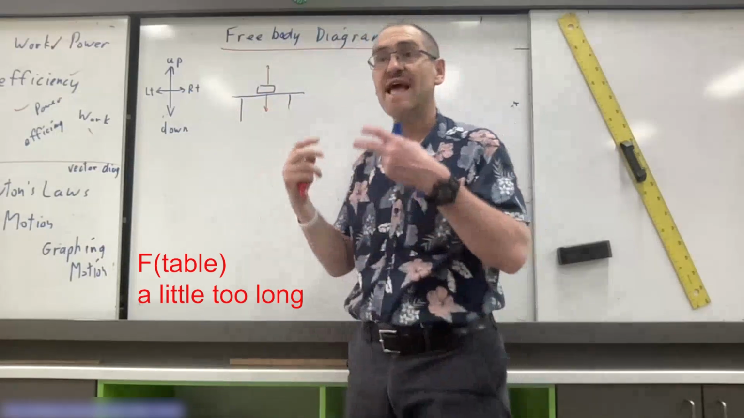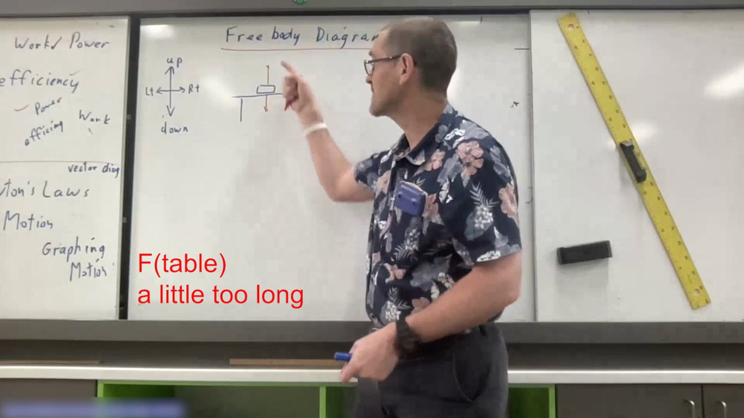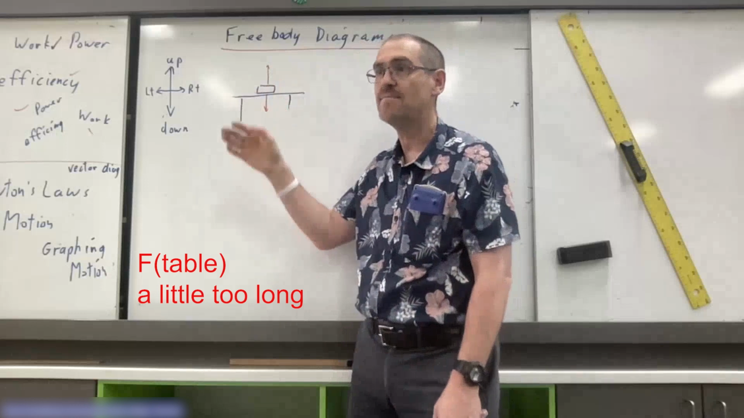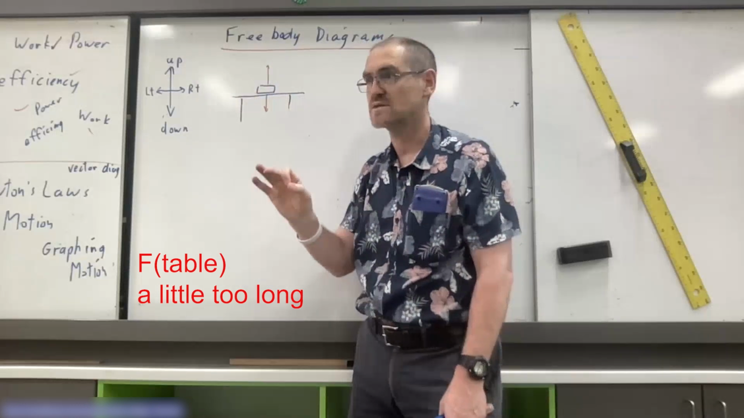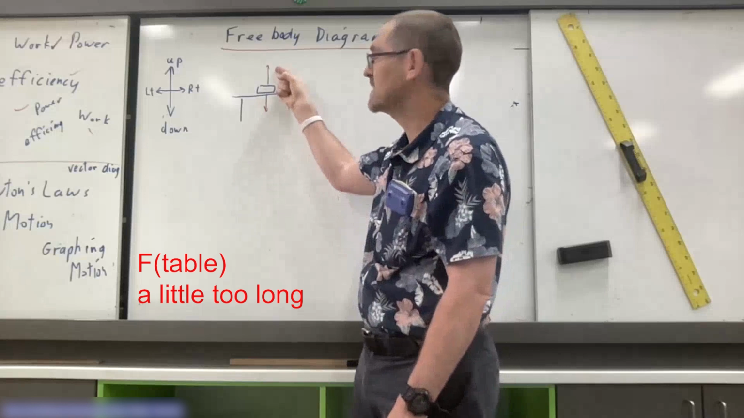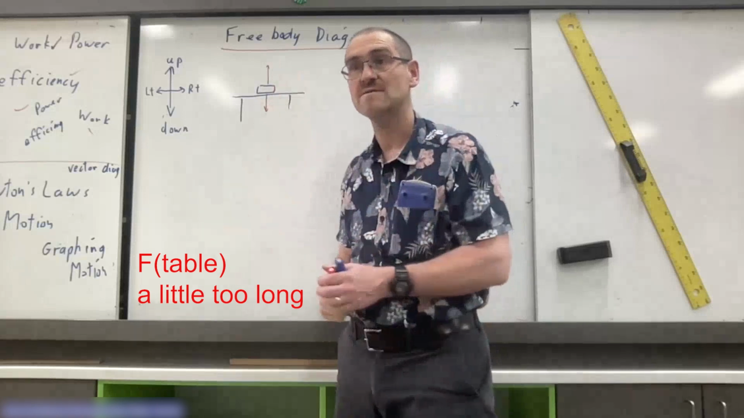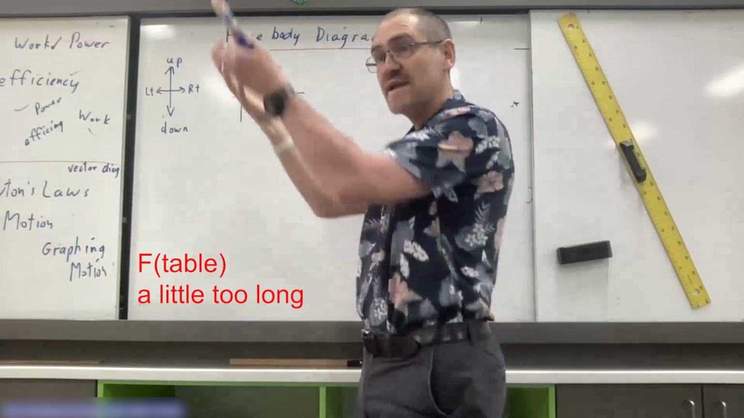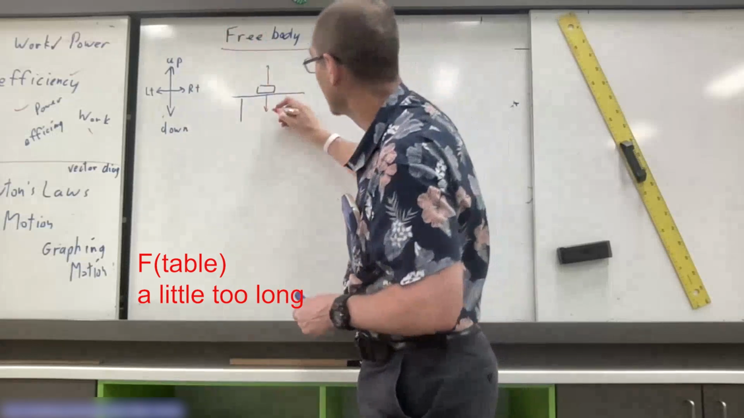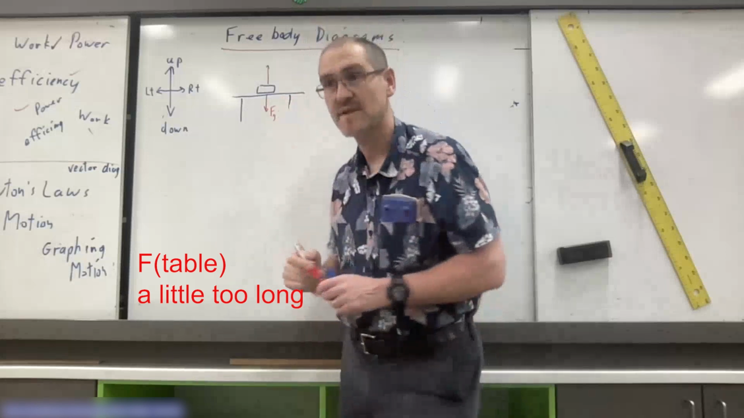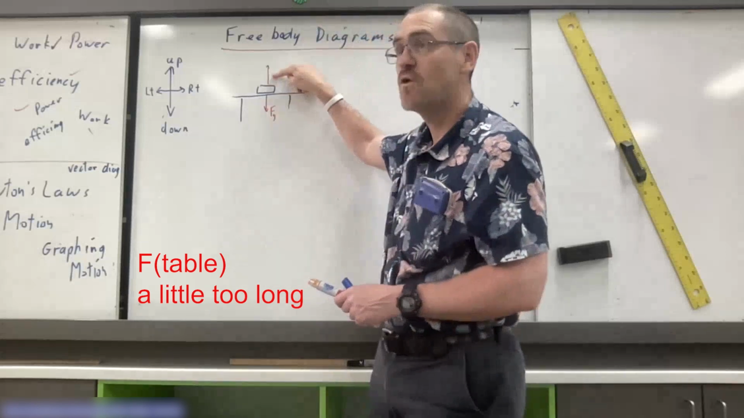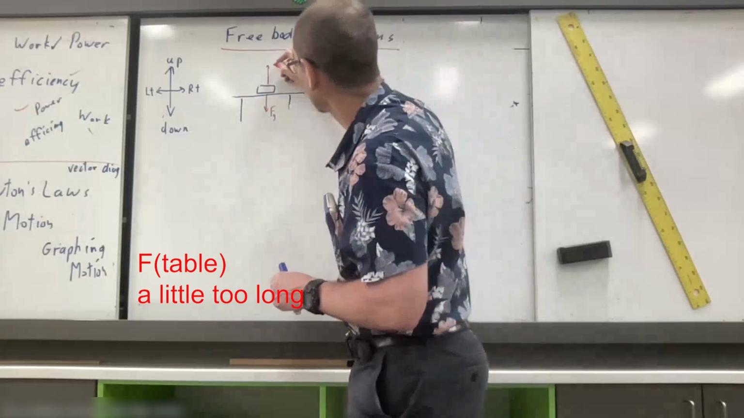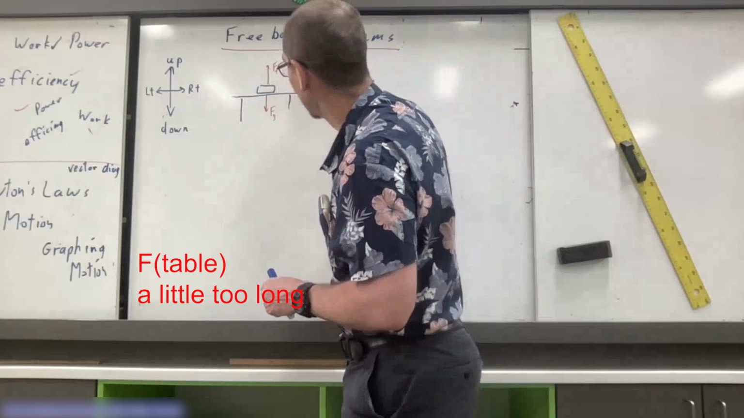We ask the question, how many forces are acting on the book? There are 1, 2 forces. This is not an appropriate free body diagram because diagrams have labels. What would be a good label for that vector? Any thoughts? This is the force of gravity pulling the book down, so we might label it force due to gravity. This is the force of the table pushing the book up, force due to the table.